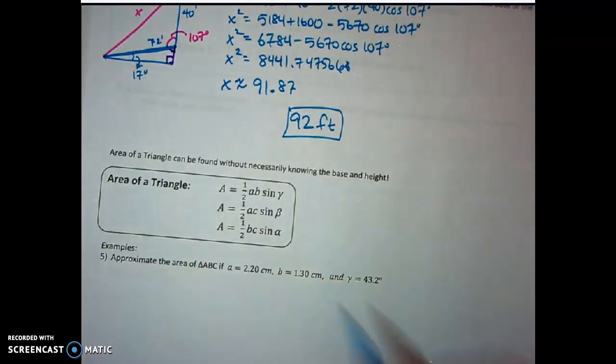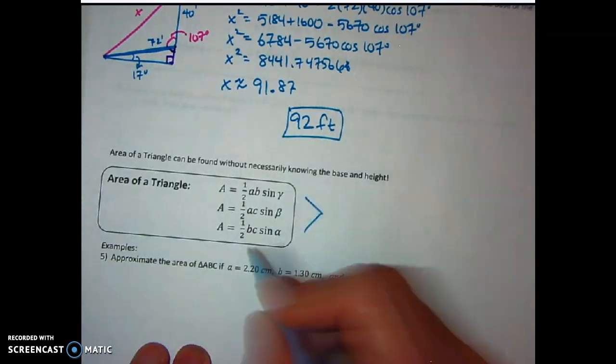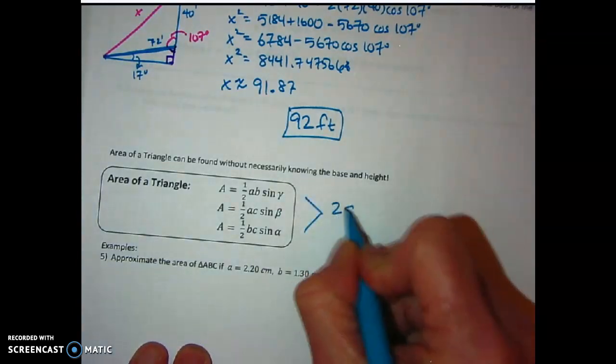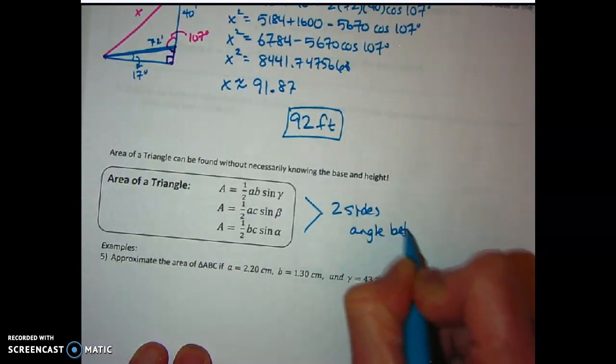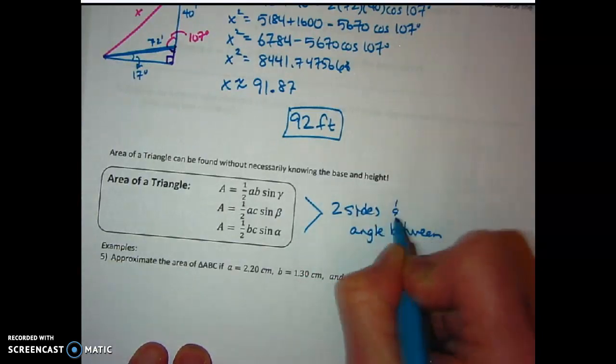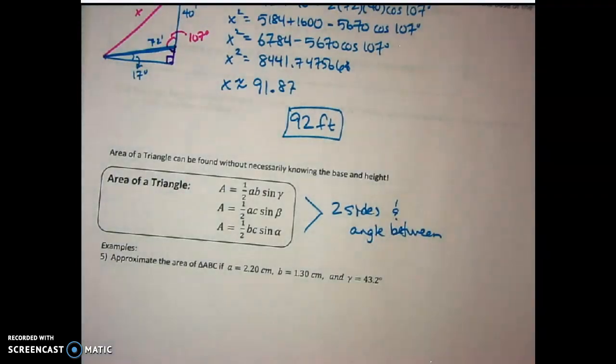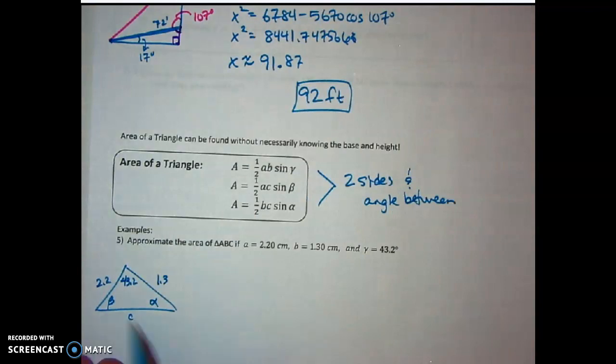One thing I'd like to point out about this formula is that to use it, you need two sides and the angle between them. I'd like you to go ahead and use this formula to do example number 5, please. By drawing this triangle out and labeling it correctly, I can see that I do have two sides and the angle between them.